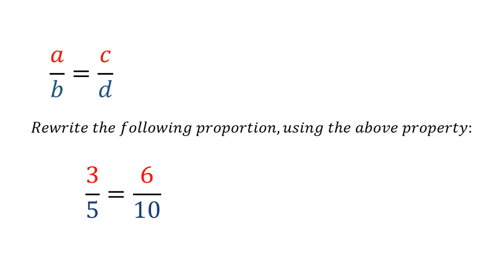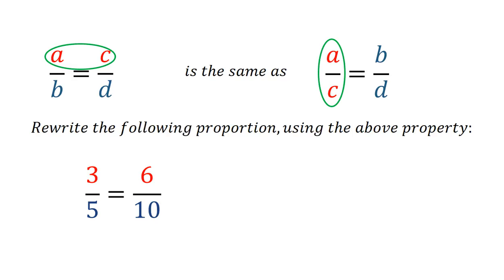In this video, we are going to be looking at properties of proportions. So look at this proportion that we have. A over B is equal to C over D. That is going to be the same as this. A over C is equal to B over D.